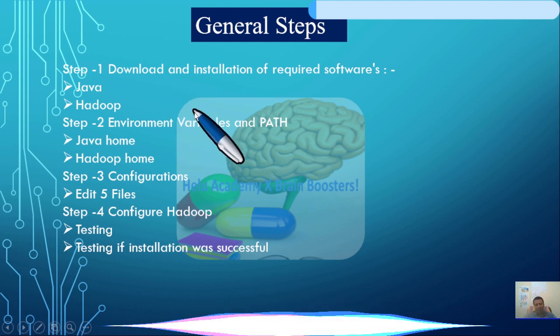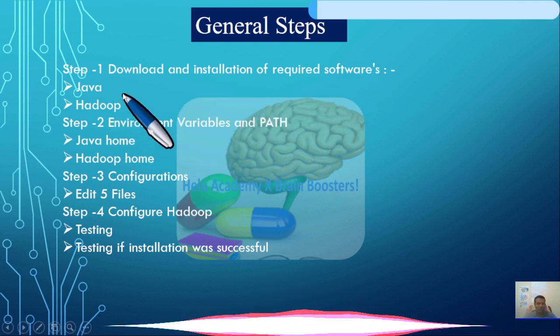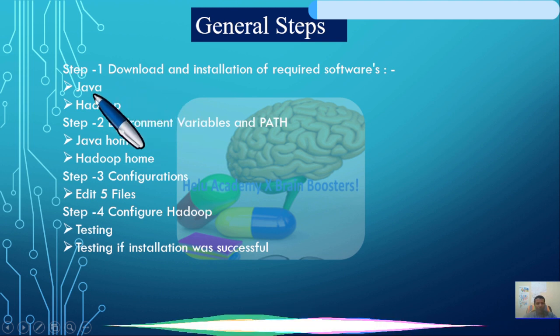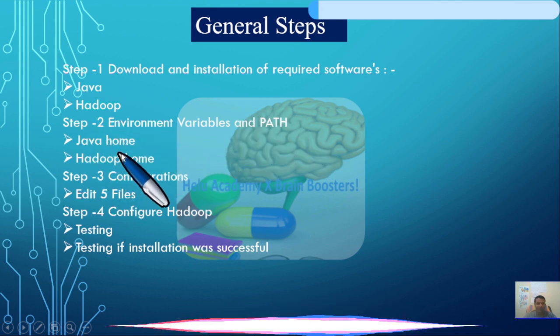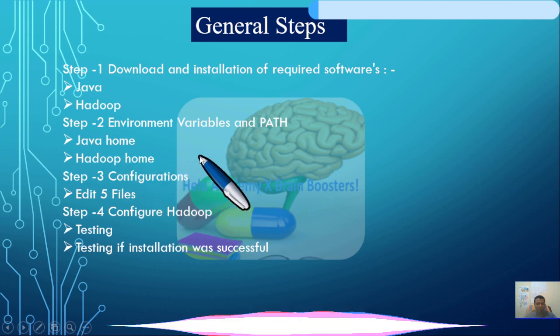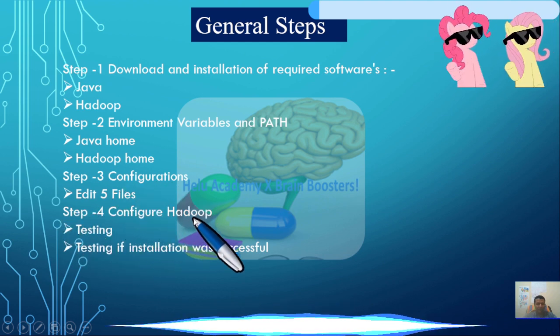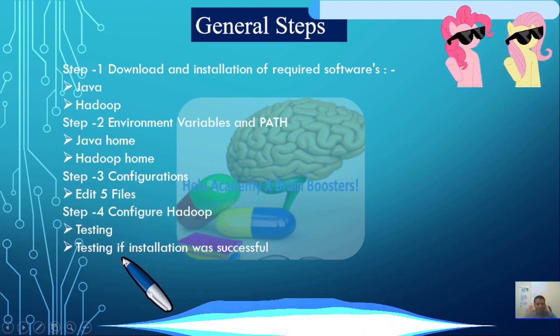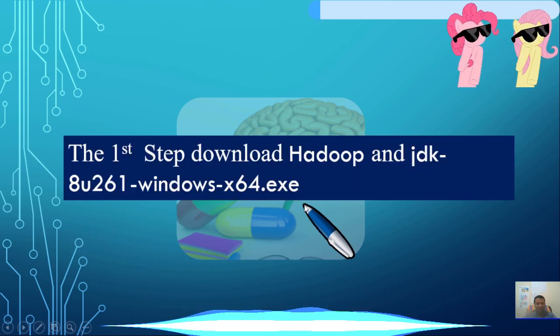The general steps we are going to do: we are going to download the installation of the required software. We need Java and we need Hadoop, and then we will set the environment variables in the path for the Java home and the Hadoop home. Then we will configure. In this configuration, we're going to configure 5 files. I will show you. Then lastly, we're going to configure Hadoop itself. Then we will test it, and if the installation is successful, it shows.